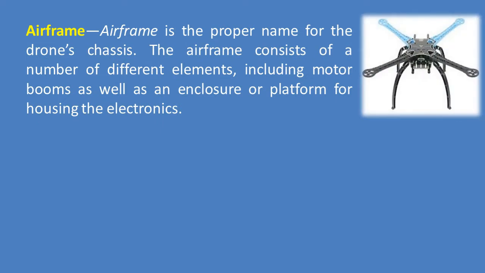Airframe. Airframe is a proper name for the drone's chassis. The airframe consists of a number of different elements, including motor booms as well as an enclosure or platform for housing the electronics. This is the airframe. The electronics will be placed here. The 4 motors will be placed here, and this is for the camera gimbal, and this slot is for the battery. These are the struts on which the quadcopter lands.